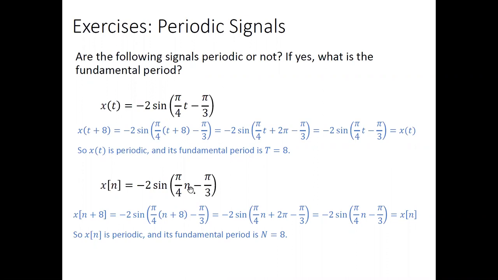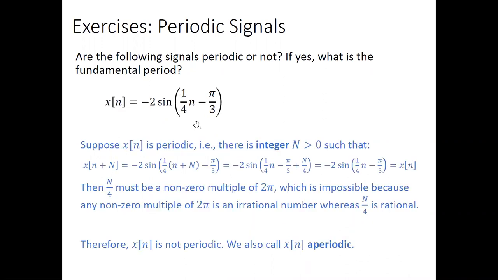So x of t is periodic, with fundamental period T equals 8. Thanks. The same operation just applies to the discrete time signal. We see that those equations are the same, except that we change round brackets t to square brackets n. Nothing else changes, so x of n is periodic, and the fundamental period is N equals 8. But pay attention that this is a discrete time signal, so the fundamental period capital N must be an integer. So 8 is an integer, so we are good. That's not the case for the third example.